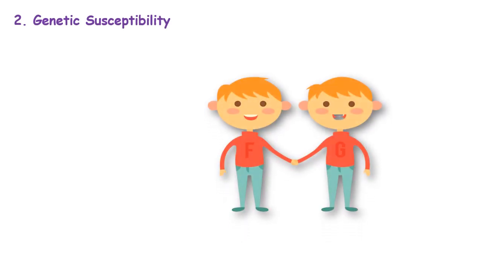Another key observation supporting genetic susceptibility as a risk factor of type 2 diabetes is monozygotic twins. In monozygotic twins, if one twin develops type 2 diabetes, the probability that the other twin will also develop the disease is approximately 90%, highlighting a strong genetic predisposition.